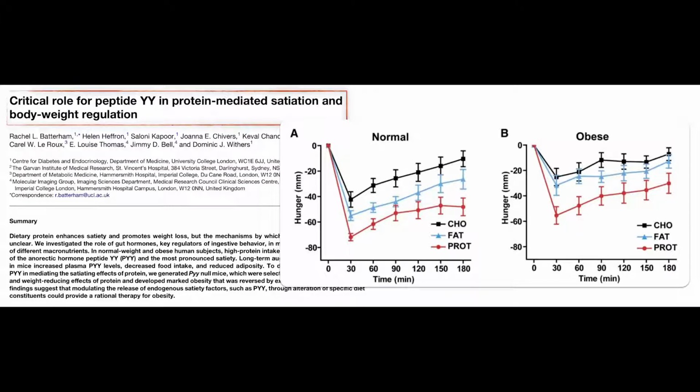Here's a look at actual satiety hunger scores with the 3 macronutrients. The red line here is protein in lean and obese people, and these hunger scores are the lowest in protein, fat was second, carbs were the worst, of course.